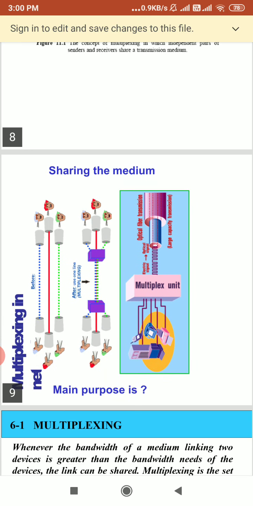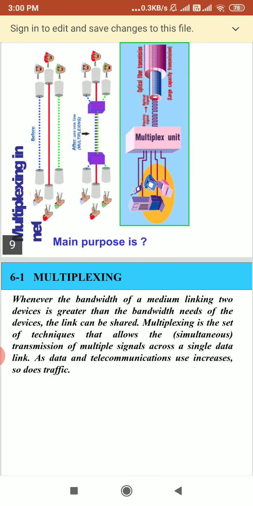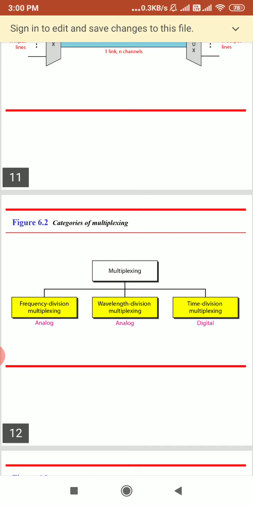So here we are sharing the medium, in which whenever the bandwidth of the medium of two devices is greater than the bandwidth need of the device, the link can be shared, according to the Nyquist theorem. Multiplexing is the technique which allows simultaneous transmission of multiple signals across a single link. As data and telecommunication use increases, so does traffic.